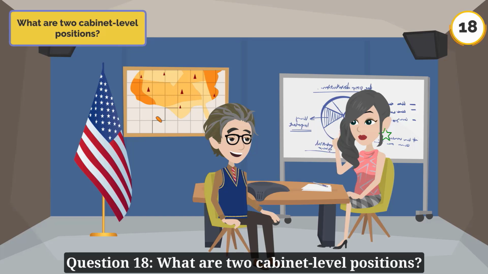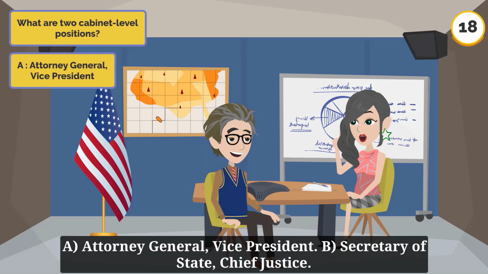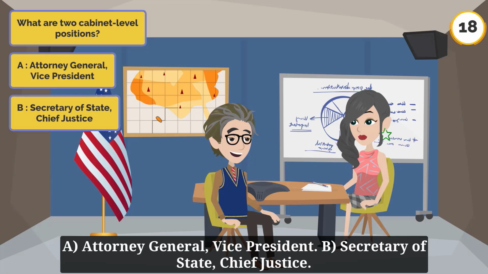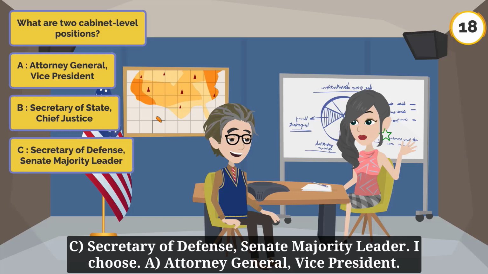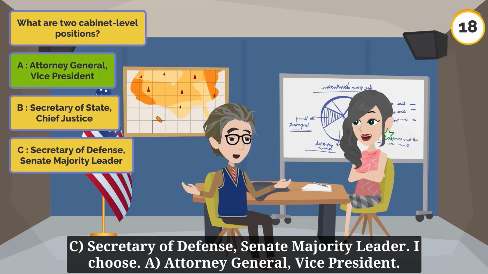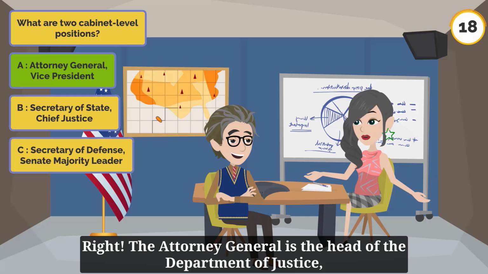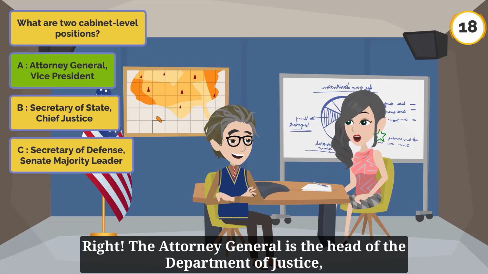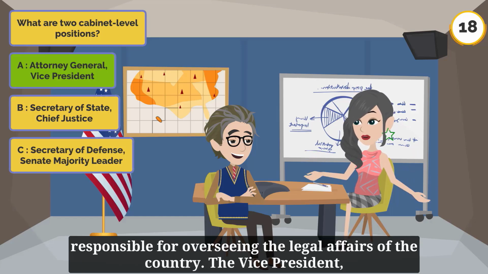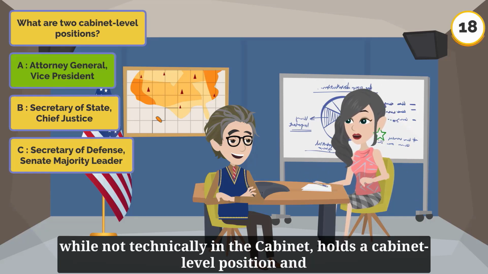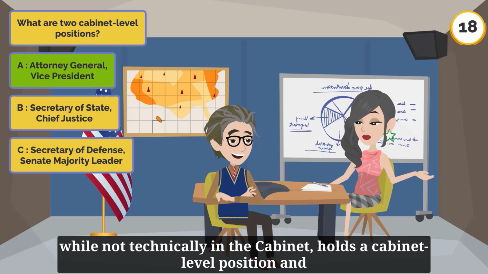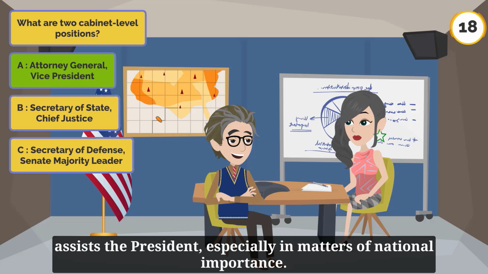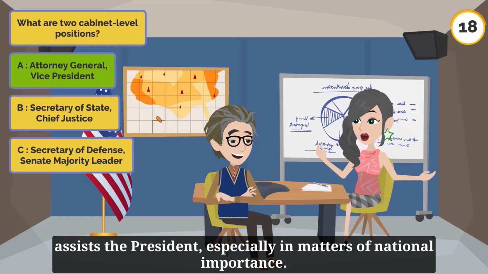Question 18. What are 2 cabinet-level positions? A. Attorney General, Vice President. B. Secretary of State, Chief Justice. C. Secretary of Defense, Senate Majority Leader. I choose A. Attorney General, Vice President. Right. The Attorney General is the head of the Department of Justice, responsible for overseeing the legal affairs of the country. The Vice President, while not technically in the cabinet, holds a cabinet-level position and assists the President, especially in matters of national importance.